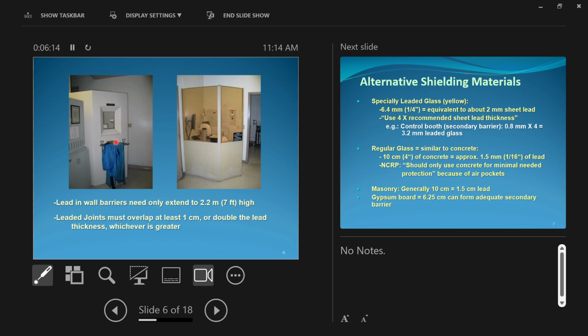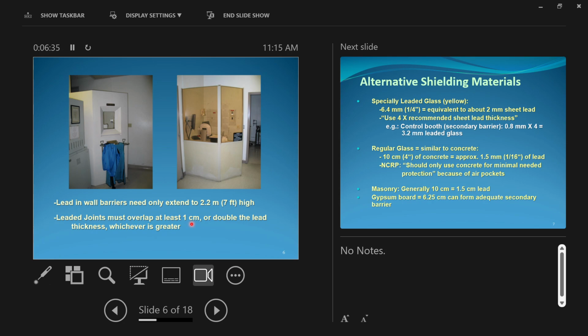So the leaded sheets have to overlap. They have to overlap by 1 centimeter. Just 1 centimeter is roughly the width of your pinky nail. So those leaded sheets can't just touch each other. They have to touch each other and overlap each other by a little bit. That prevents the joints between sheets from being a place where X-rays can pass right through.